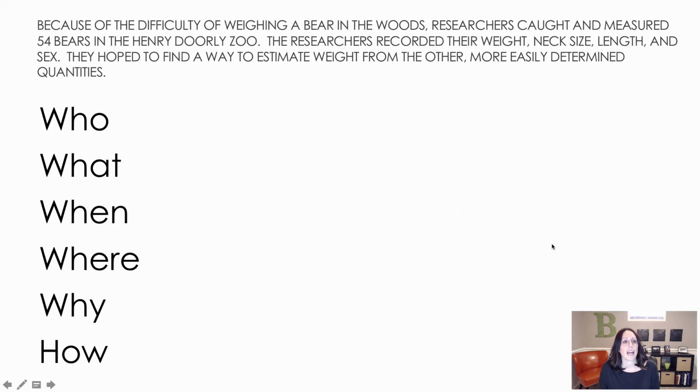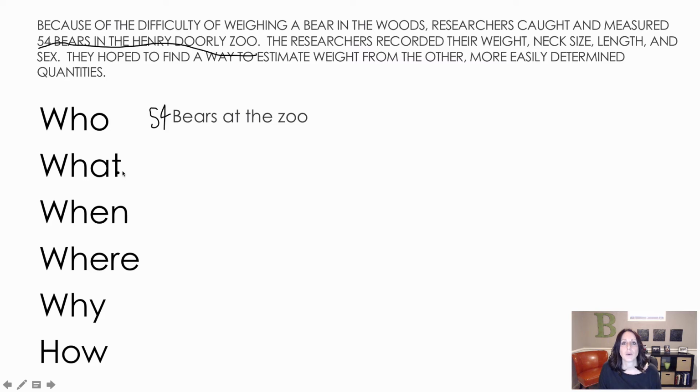So let's take a look at the W's for this particular instance. Who? Who would be the 54 bears in the Henry Dorley Zoo, because that is who we're measuring. So that should be our who, and more specifically, that should be the 54 bears at the zoo.